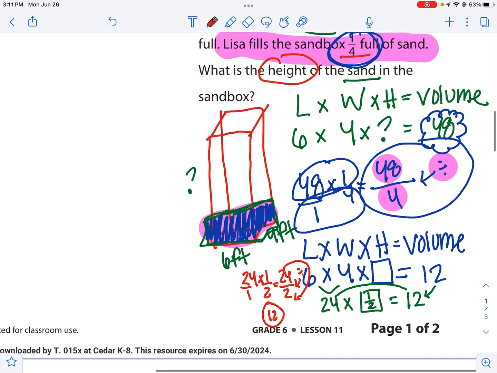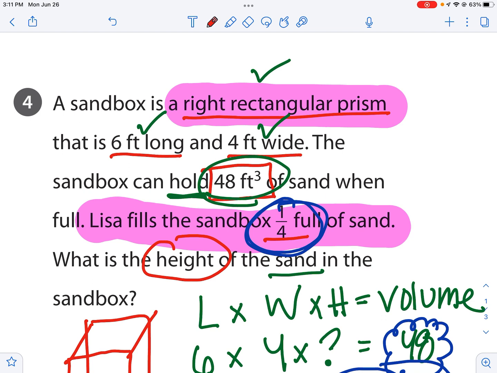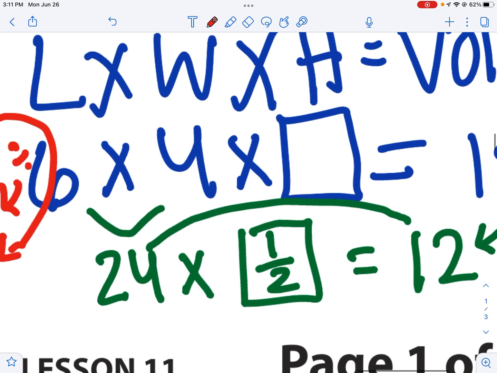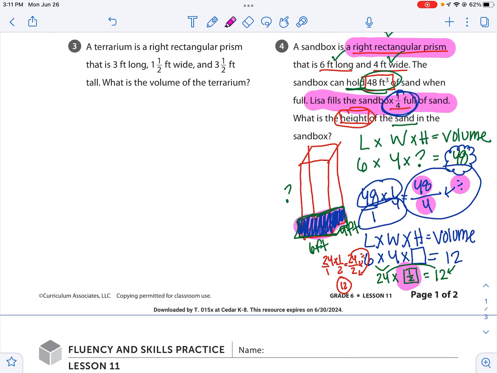So if I go back up here and look at the question, a sandbox is a right rectangular prism that is 6 feet long and 4 feet wide. The sandbox can hold 48 feet cubed of sand when full. Lisa fills the sandbox 1/4 full of sand. What is the height of the sand in the sandbox? So what answer did I get for the height for the sandbox? I got 1/2. So my answer to this question would be 1/2 because that is the height of the sand if it's only 1/4 full of sand.